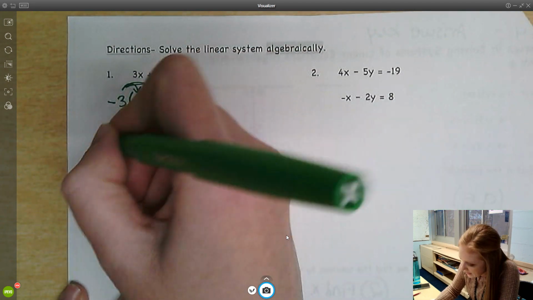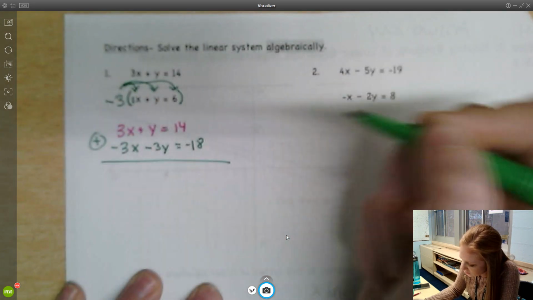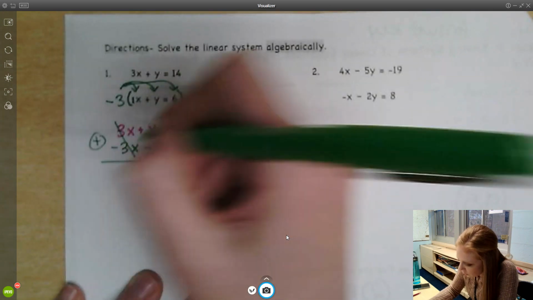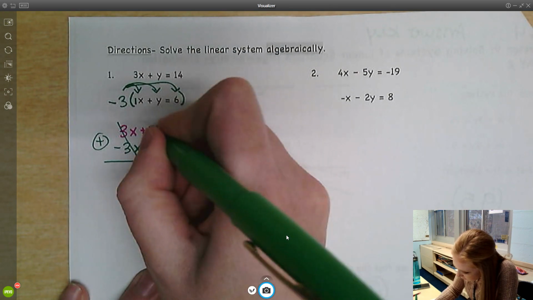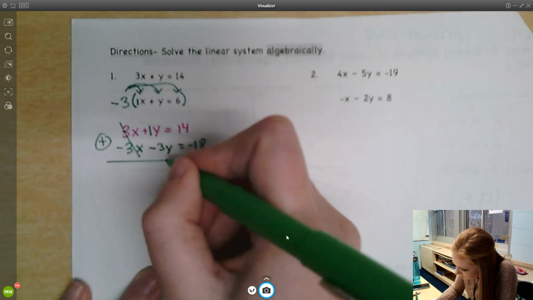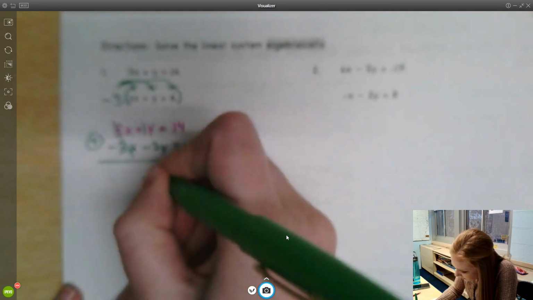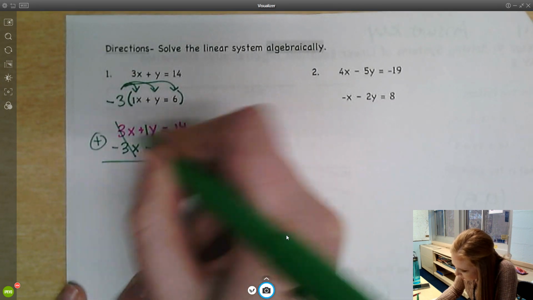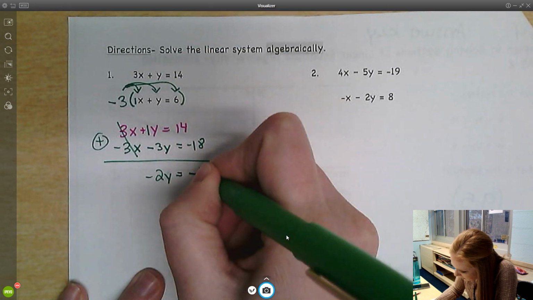All right. Now we can add our two equations together. Our x's will eliminate. This is 1y, so 1y minus 3y, 1 plus negative 3, is going to be negative 2y. 14 plus negative 18 is going to be negative 4.